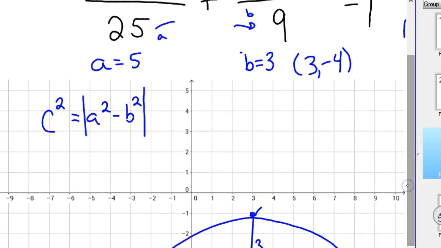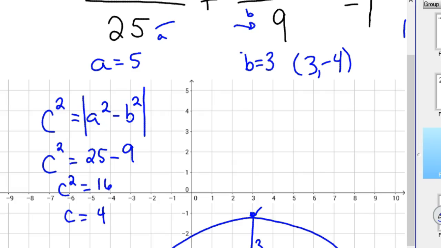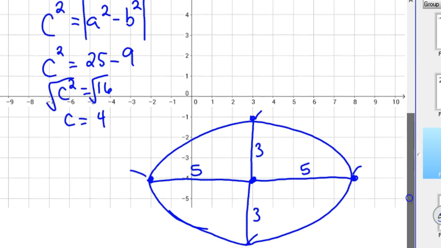So if you set this up, the absolute value, just make sure it's always positive, would be 25 minus 9, which is 16. So c squared equals 16. And so c is equal to 4 if you square rooted both sides. So that's that, just to show my work. And that 4 is the distance to your foci along your major axis.